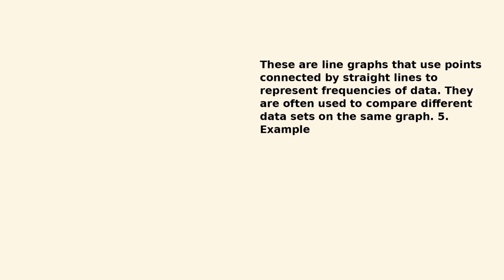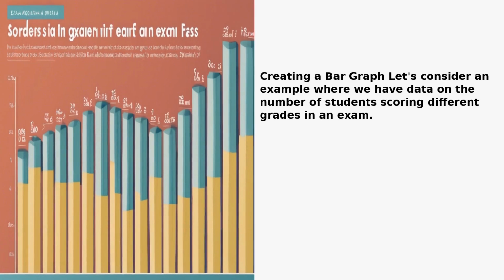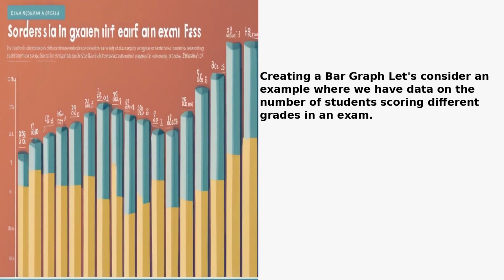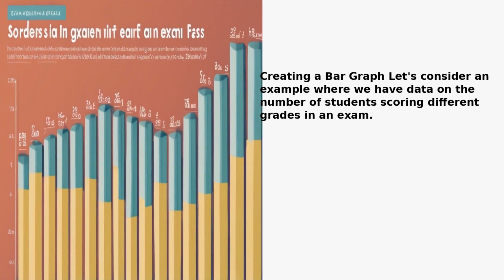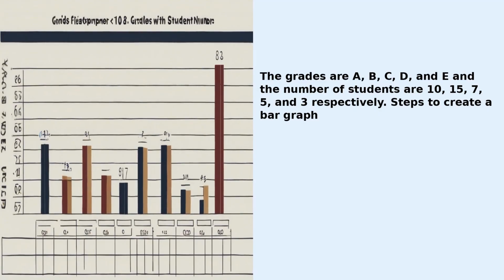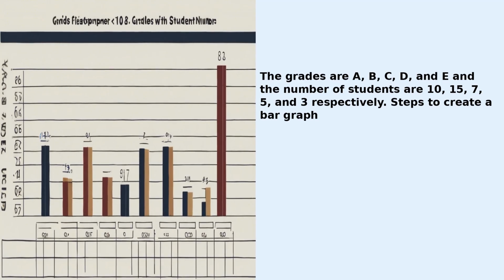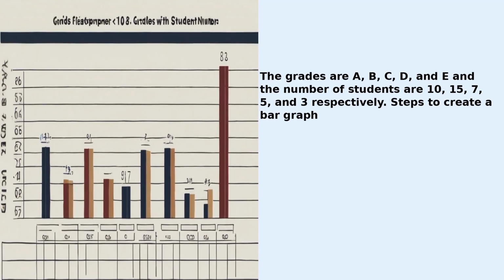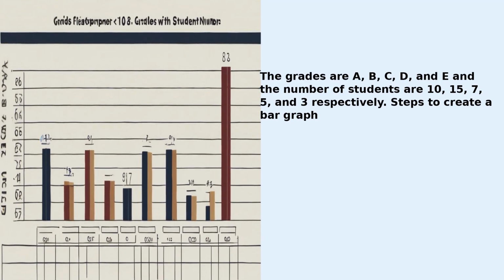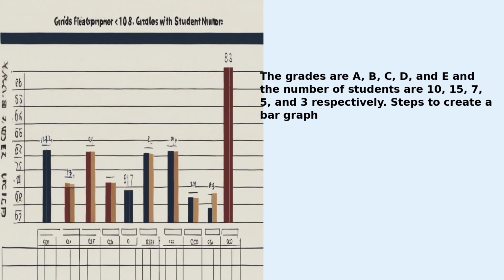5. Example. Creating a bar graph. Let's consider an example where we have data on the number of students scoring different grades in an exam. The grades are A, B, C, D, and E, and the number of students are 10, 15, 7, 5, and 3 respectively. Steps to create a bar graph.